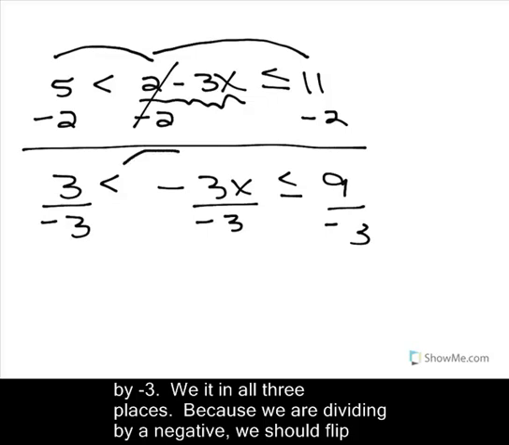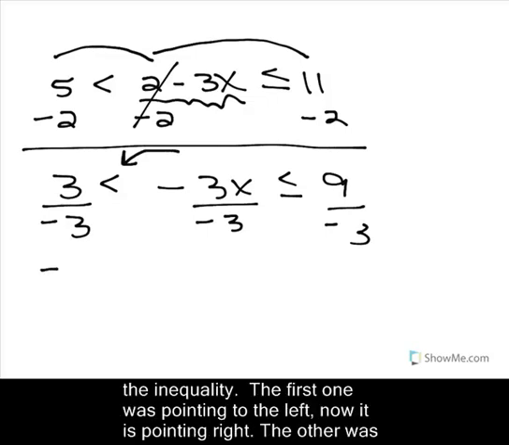Because it is a negative, I'm going to flip the inequalities. So this one was pointing to the left, now it's pointing to the right. This one was pointing to the left, now it's pointing to the right.